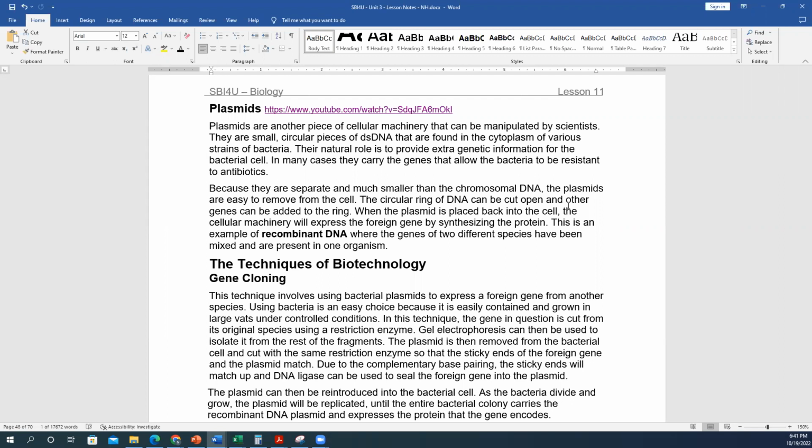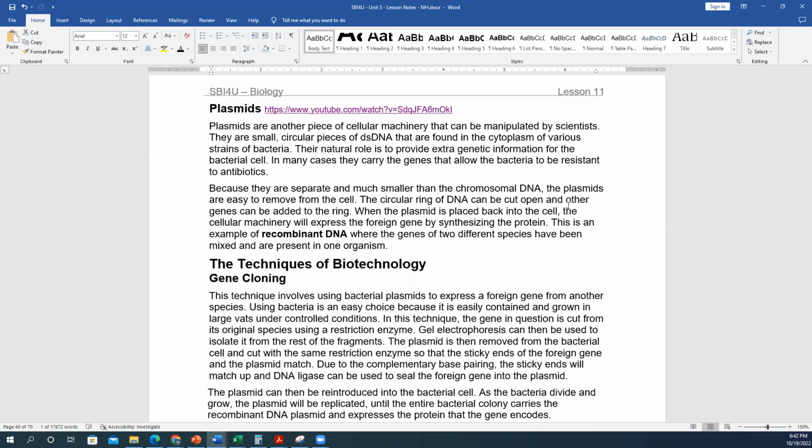Their natural role is to provide some extra genetic information for the bacterial cells. In many cases, they actually carry genes that allow the bacteria to have some antibiotic resistance. Now, because they are separate from the genomic DNA and much smaller, these plasmids are very easy to remove from the bacterial cells.